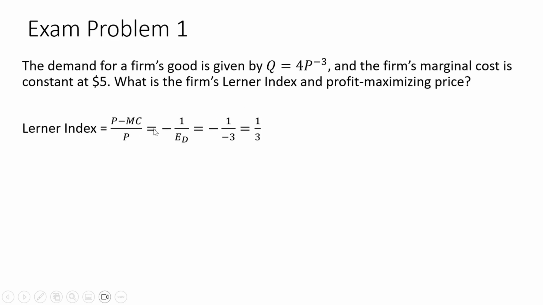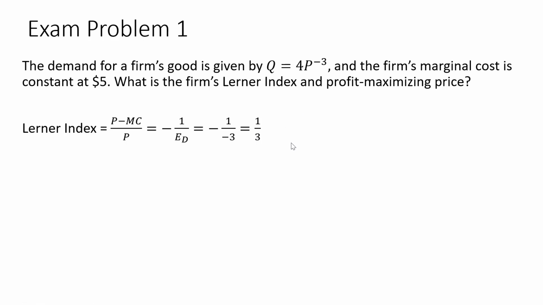So to get the Lerner Index, we're just going to take minus 1 divided by the price elasticity of demand. And given this is constant elasticity of demand, the price elasticity of demand is reflected in the exponent on the P term, or minus 3. So the Lerner Index here in this example is just 1/3.